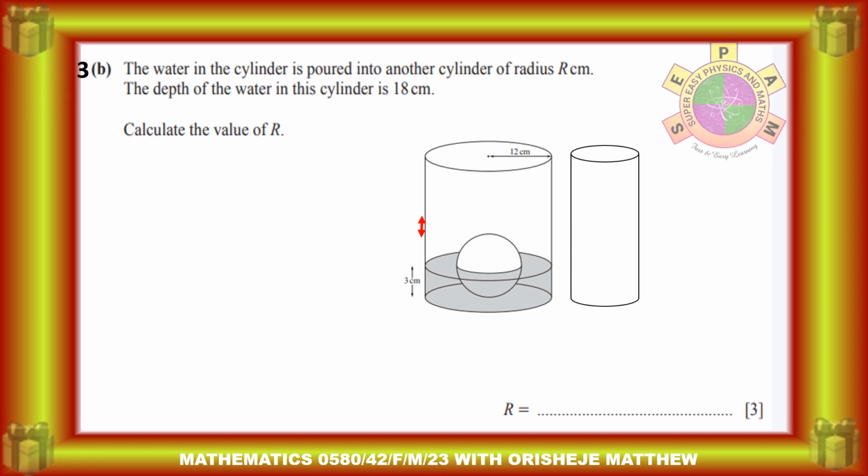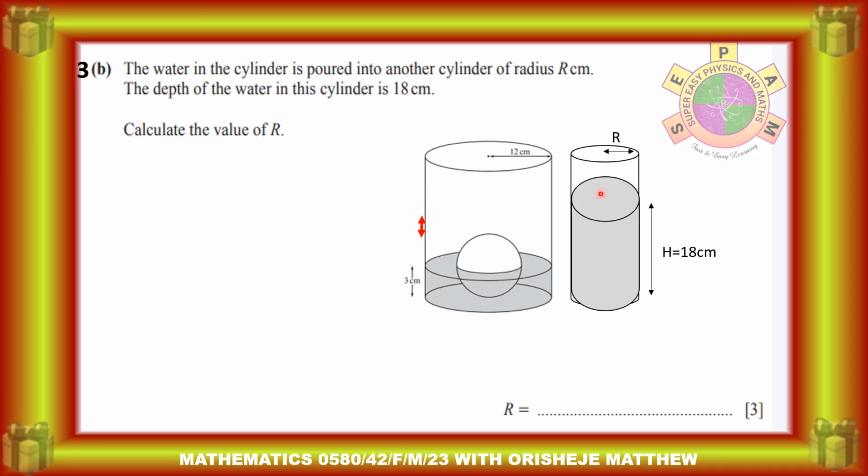Okay, question 3b. The water in the cylinder is poured into a different cylinder. So I decided to bring this white cylinder here, which has a smaller radius, and the depth of the water in the cylinder rose by 18 cm. So the water in this cylinder rises by 18 cm. So calculate the radius of the new cylinder.